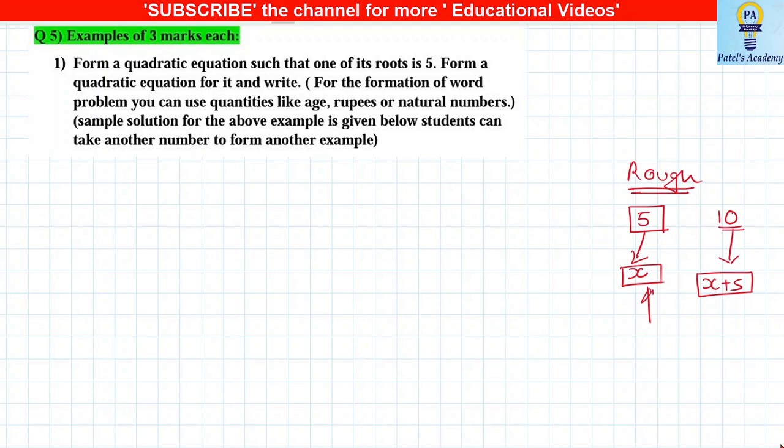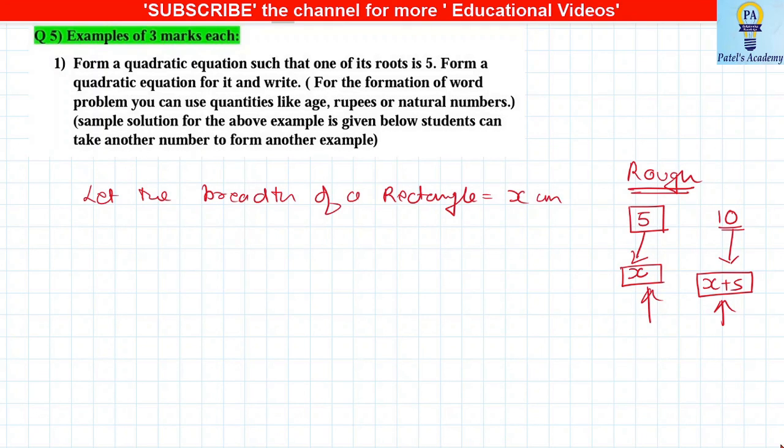Now x and x plus 5 I can take as anything, like age, years, or anything, as given in the bracket. I will take length and breadth. Fine. So let the breadth of a rectangle equal x centimeters or units. Therefore, the length of a rectangle equals x plus 5 centimeters or units.